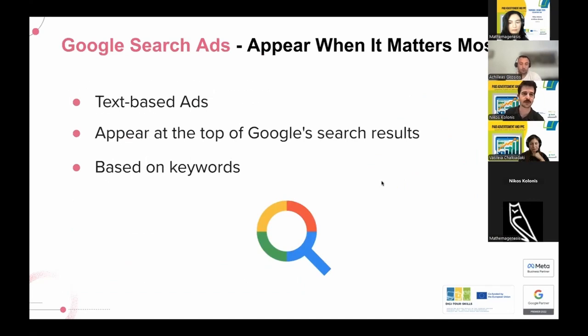First we're going to start with Google Search Ads, basically one of the most powerful tools in paid advertising. These are text-based ads that appear mostly at the top of Google search results. So somebody types, for example, hotels in Thessaloniki, or weekend activities in Bucharest, and you pay to be shown first in the search results.